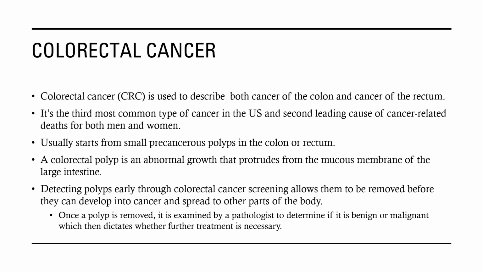It usually starts from small precancerous polyps in the colon or the rectum. A colorectal polyp is an abnormal growth that protrudes from the mucous membrane of the large intestine. Detecting polyps early through colorectal cancer screening allows them to be removed before they can develop into cancer and spread to other parts of the body. Once a polyp is removed, it is examined by a pathologist to determine if it's benign or malignant, which then dictates whether further treatment is necessary.